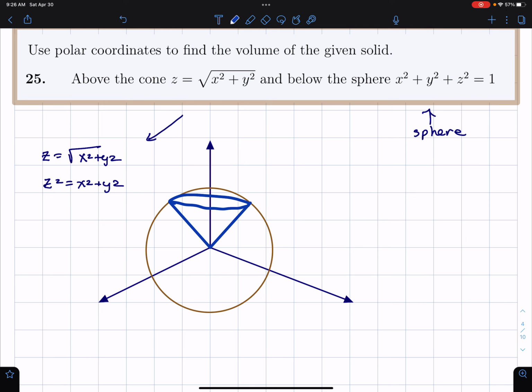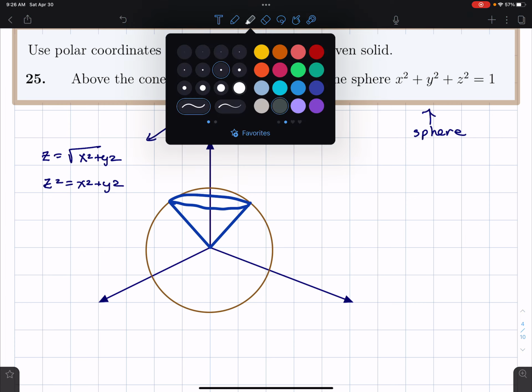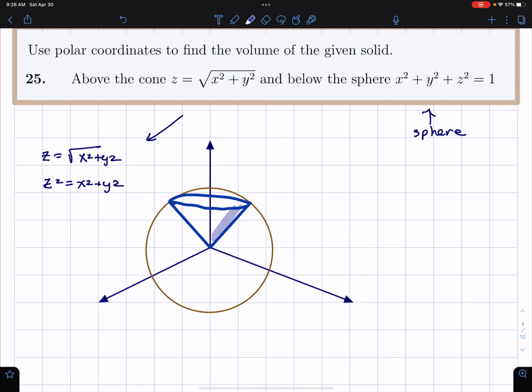So what the problem is asking us for is the volume between the sphere and the cone, and that's just this part right here. We're trying to find that volume. So what we're going to do to find the volume is integrate over a region D the difference between two functions, where one function is on the top and the other function is on the bottom.